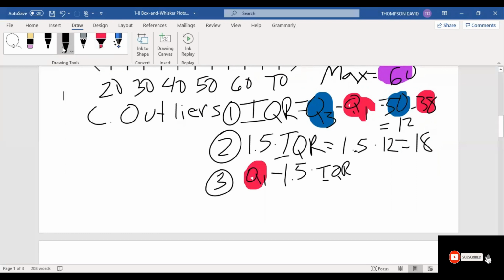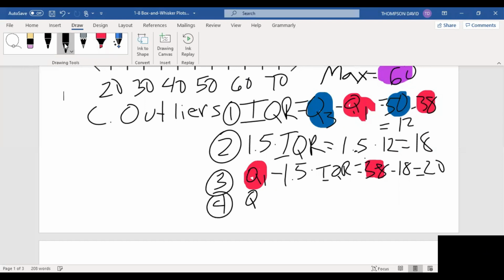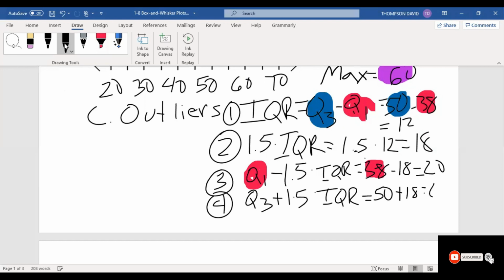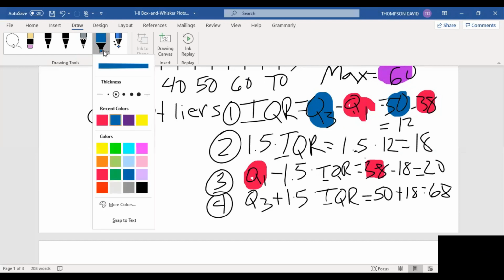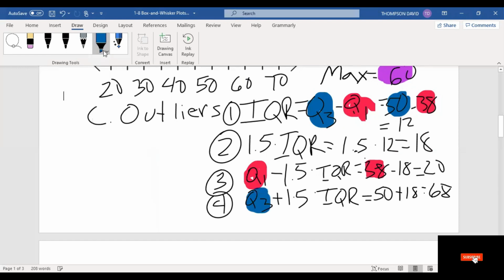So in this case, it would be 38 minus 18, which is 20. And the second part is we want to do quartile 3 plus 1.5 times the IQR. So in this case, it is 50 plus 18, which is 68. And recall quartile 3 was blue.